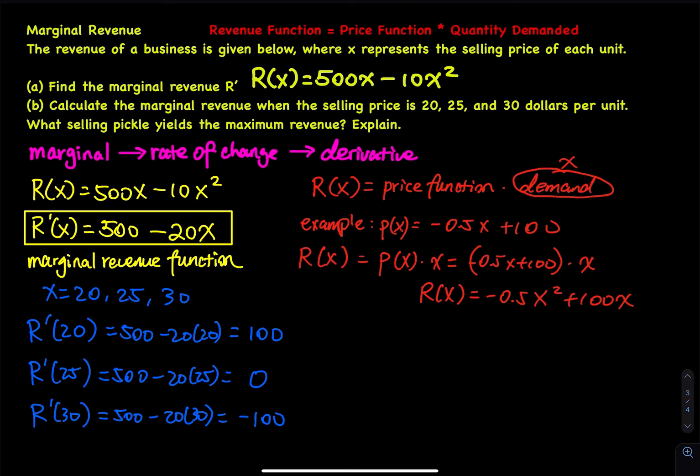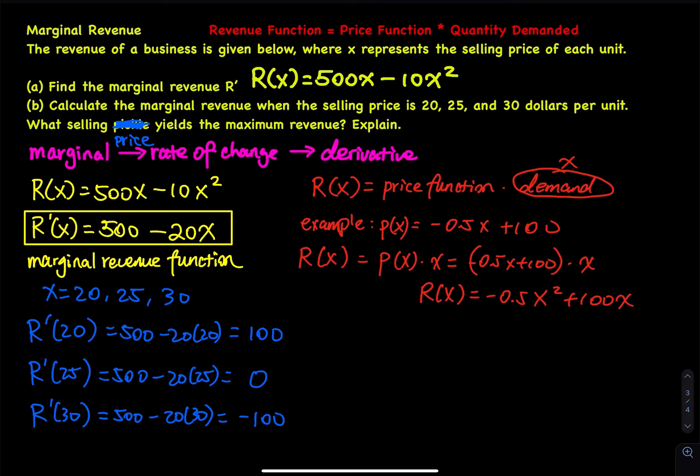So that leads you to the next question. What selling price gives the maximum revenue? There is a typo, so how do I fix that? Can I just cross this out? What selling price gives the maximum revenue? What's the selling price? Explain. So that means, how do you find the maximum?